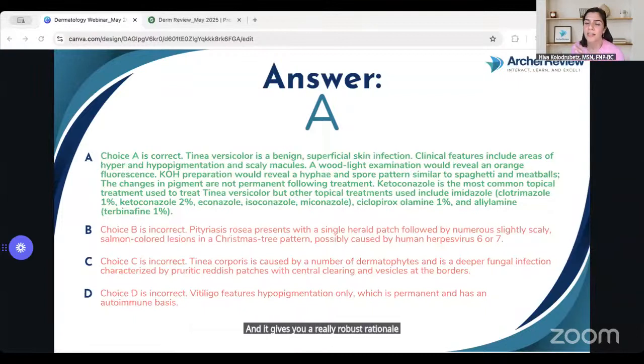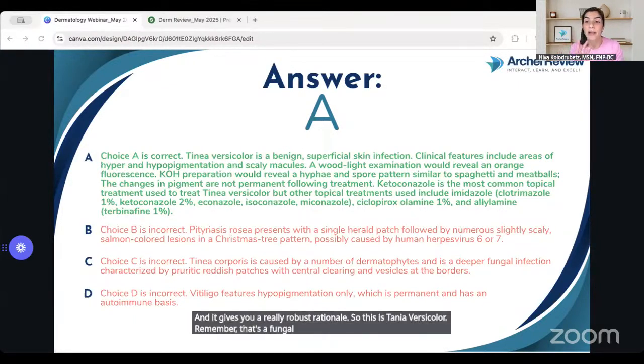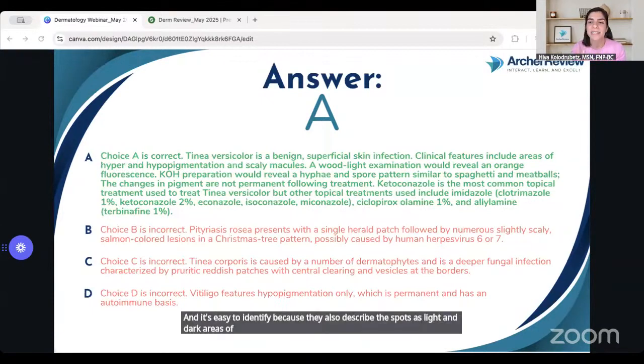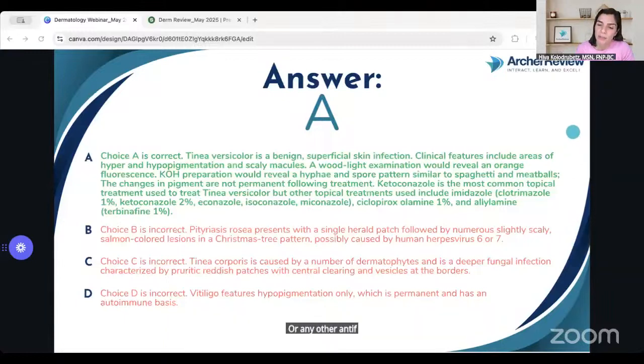So this is tinea versicolor. Remember, that's a fungal infection. It's typically caused by overgrowth of yeast on the skin. They were giving you some clues in this one, right? This is an athlete, probably sweats a lot. So also cluing you towards tinea versicolor, right? And it's easy to identify because they also described the spots as light and dark areas of skin. So typically we see that with tinea versicolor versus that pityriasis rosea, which is more of a pink and scaly rash. So really trying to visualize those rashes when you're answering these questions is going to be really helpful. We typically treat tinea versicolor with those azoles, so ketoconazole, typically 1%, or any other topical antifungal.